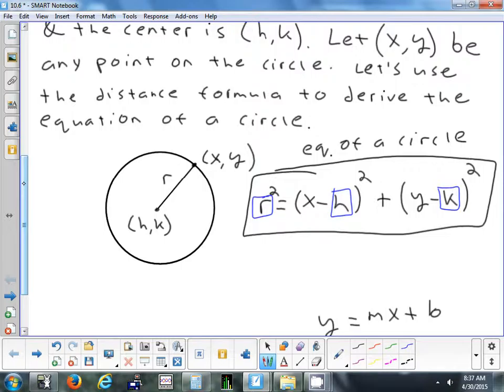What's going to happen if my circle is centered at the origin? What would happen there? H would be 0 and k would be 0. So it basically would become x minus 0. You don't even need to write that. It would just become x squared. And y minus 0, again, you don't need to write. It would just become y squared. So in the case when it's at the origin, the h and the k disappear. Okay?